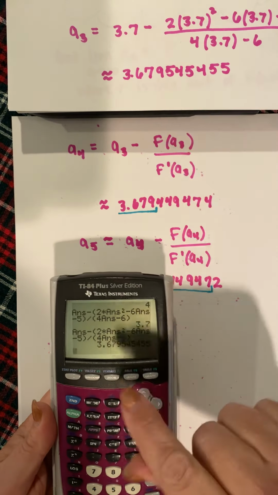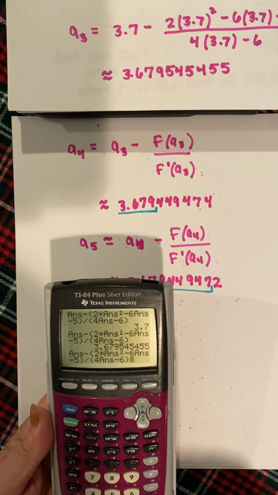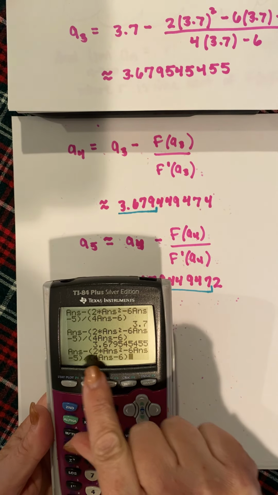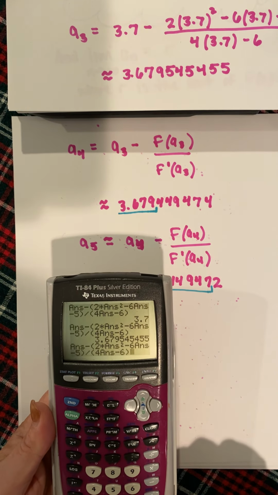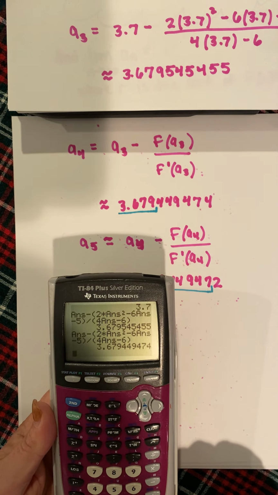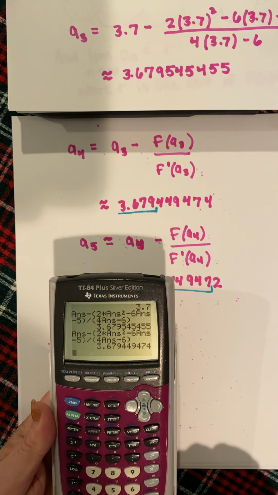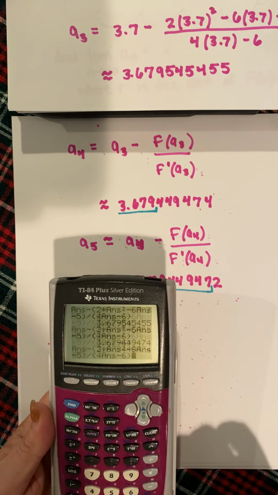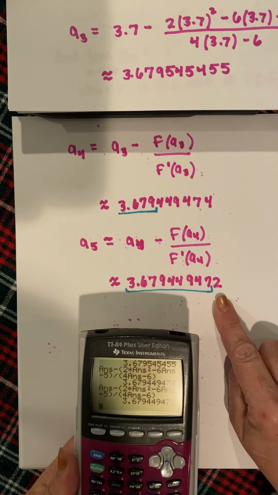So now I'm going to take this number and stick it into this template. I hit second enter. It's going to do the previous answer minus the function evaluated at the previous answer divided by the derivative at the previous answer. And I get 3.679449474. I hit second enter again. It's going to take that answer and give me the next one. And that's how I got the 5th iteration.